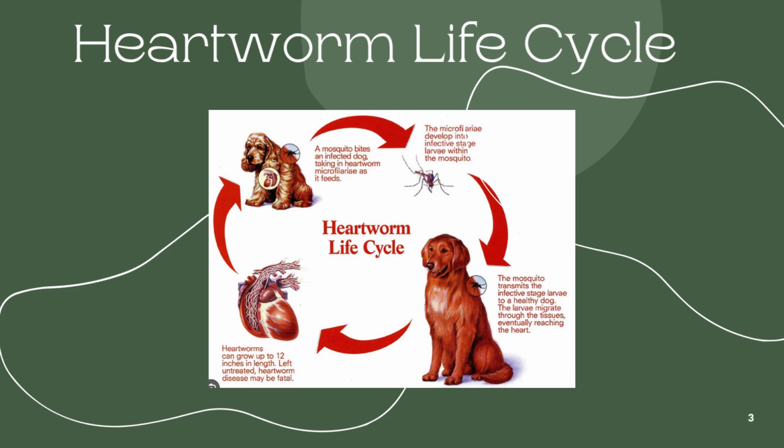And then that mosquito goes off. The larvae inside the mosquito, or the microfilaria, develop into infective larvae over a period of 10 to 14 days inside the mosquito. And then once this mosquito goes to bite this dog here, who does not have heartworm disease yet, the transmission to the dog occurs: when the infected mosquito bites another dog, the infective larvae are transmitted to the dog through the bite wound.